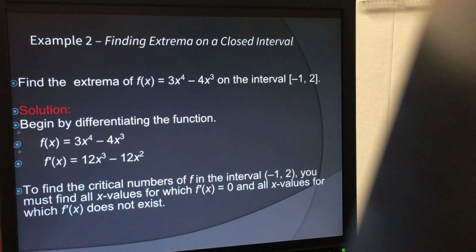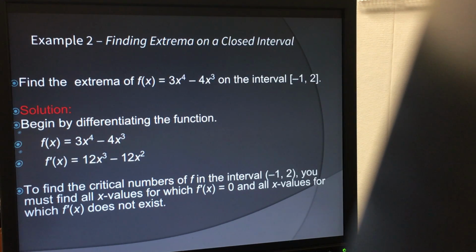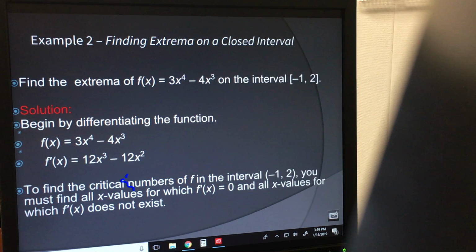We start by finding the derivative. So f'(x) is 12x^3 - 12x^2. So to find the critical numbers within the interval [-1, 2], we don't know what numbers those are. Could it be -1, -0.5, 0, 1, 1.5? Within [-1, 2], what we need to do is find the x values for which the derivative is equal to 0 or does not exist.